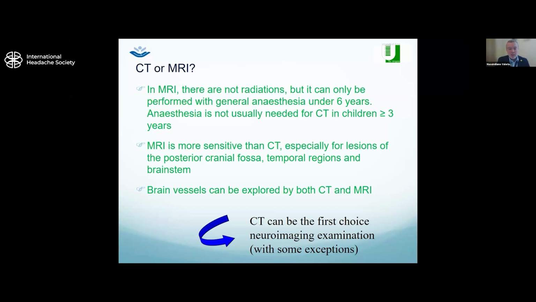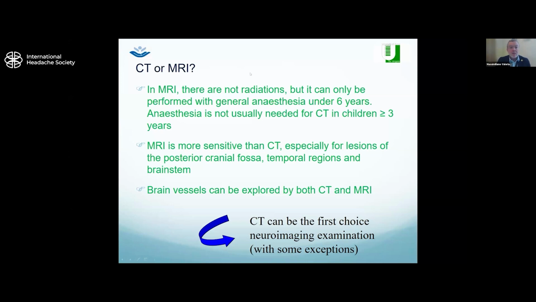But there are some points to consider. It's true that MRI does not have radiation, but in children younger than 7, it often needs general anesthesia to be performed, while CT scan can be performed in children over 3 years without general anesthesia, usually. And moreover, it is really more sensitive. But what we need from neuroimaging? Generally, we have to exclude brain tumors, and this can be excluded also with CT scan. Thus, I think that especially in certain settings, emergency setting, for instance, CT scan can be considered as a first choice neuroimaging examination.